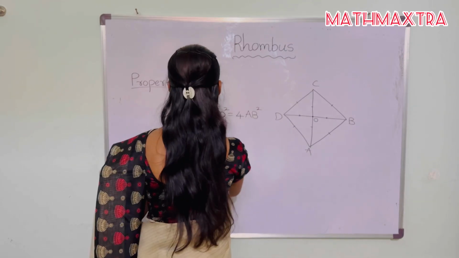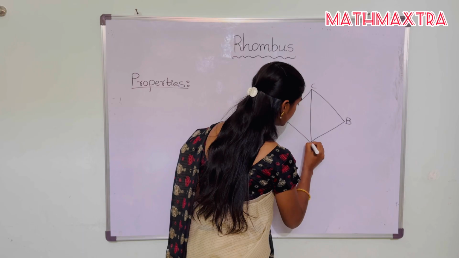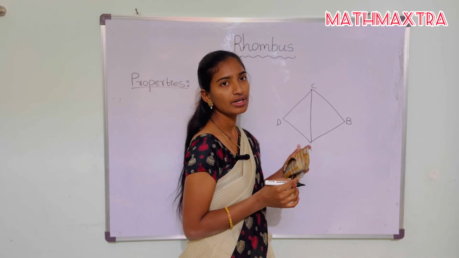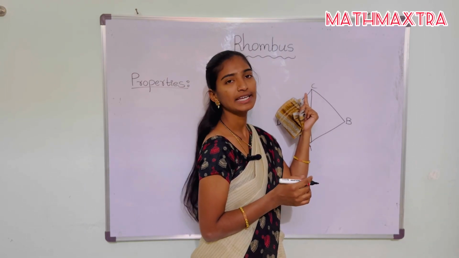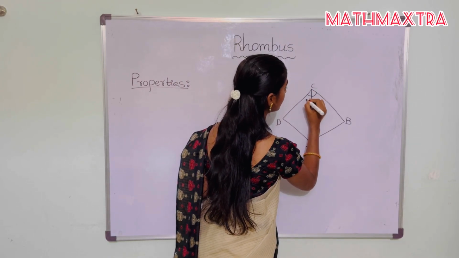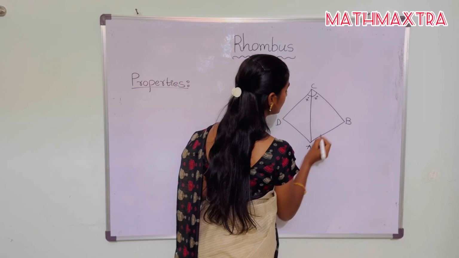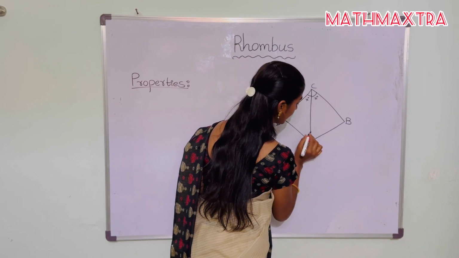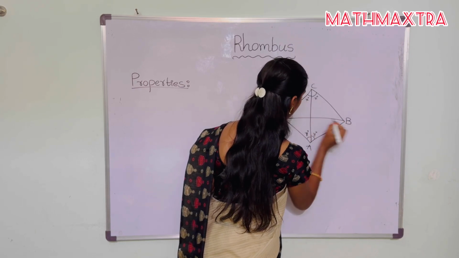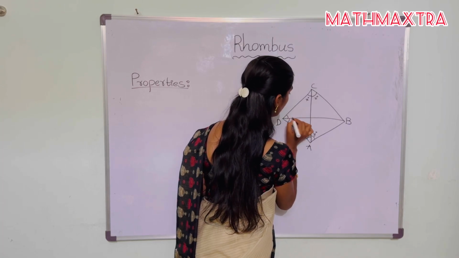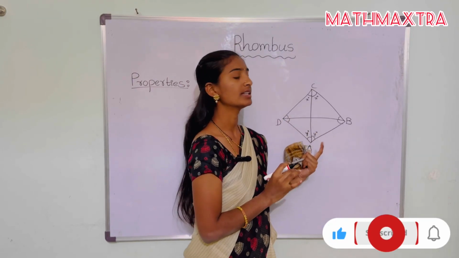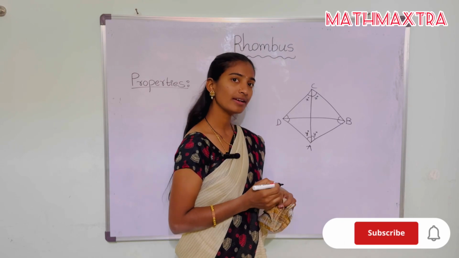The next property is, if you draw a diagonal, this diagonal is always an angular bisector. What is an angular bisector? A line which divides the angle into two equal parts. As this is an angular bisector, this angle is divided into two equal parts, x degrees, x degrees. Similarly, this angle also divides into two equal parts, y degrees, y degrees. Similarly, these two are equal, and these two are also equal. So every diagonal is an angular bisector of the angles in a rhombus.